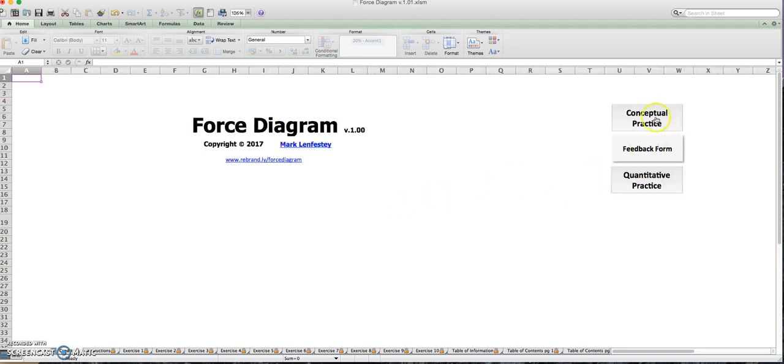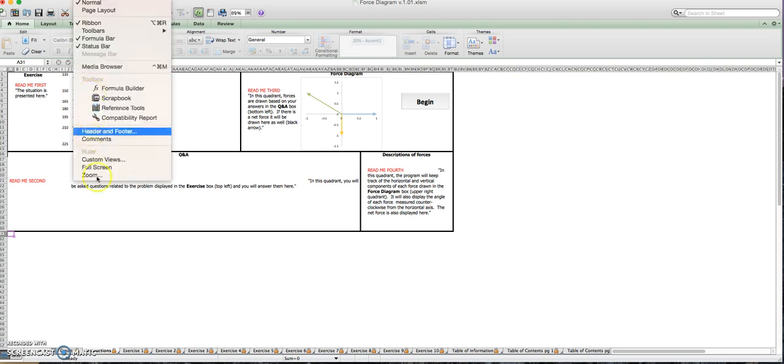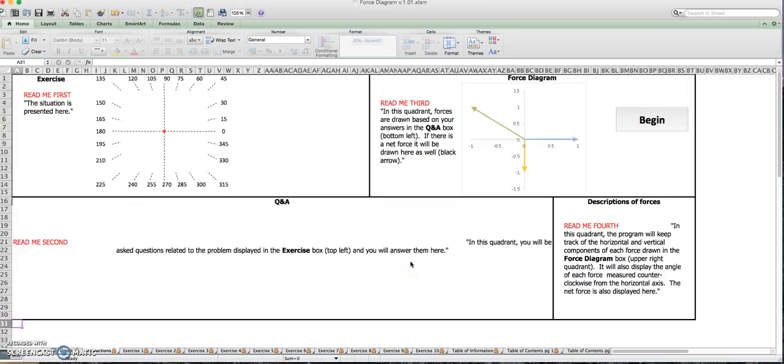Okay, so let's look at some of the conceptual practice problems. I need to zoom in here a little bit. It's kind of hard for me to see this. So this first page here is just directions. In this upper left-hand quadrant, this is where the exercise will be presented, so the student will read it. And down here is where the student will answer questions.